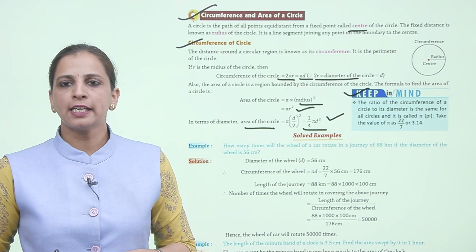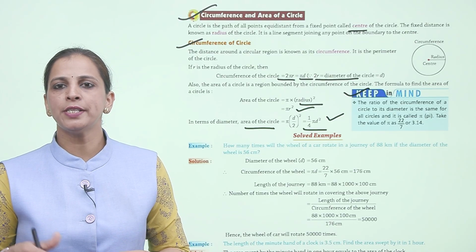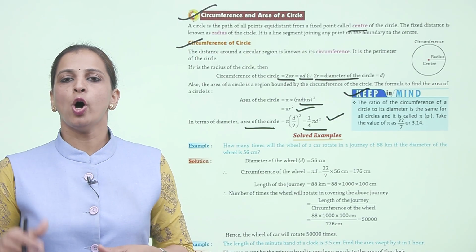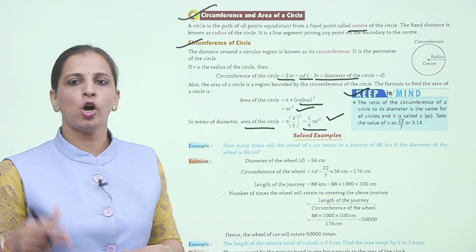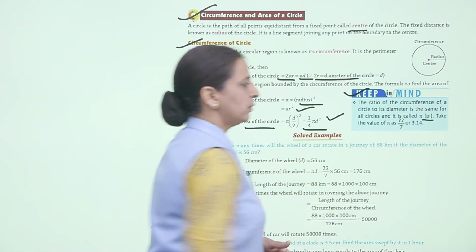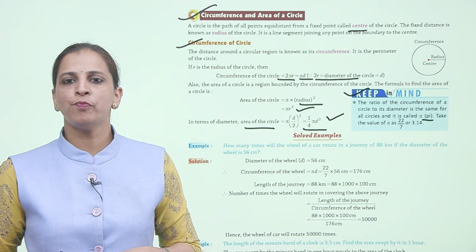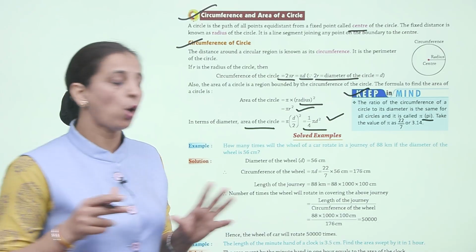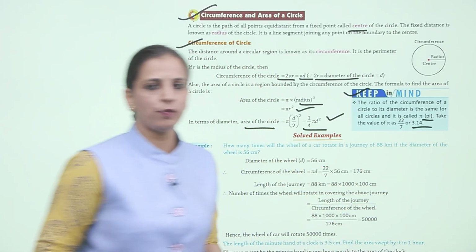The ratio of the circumference of a circle to its diameter is the same for all circles and it is called pi. Take the value of pi as 22/7 or 3.14.